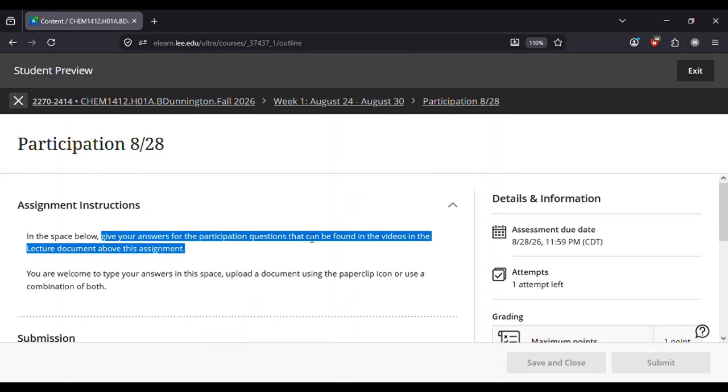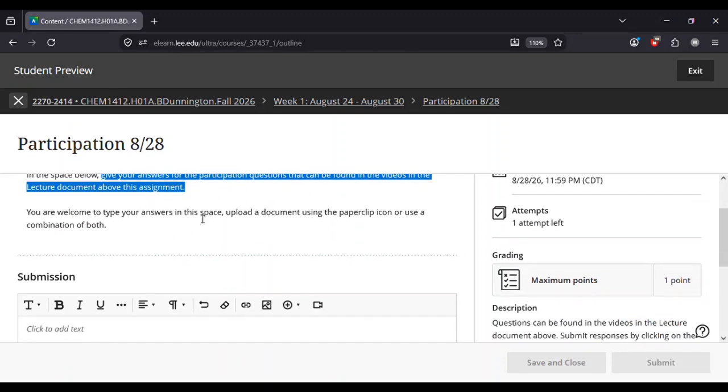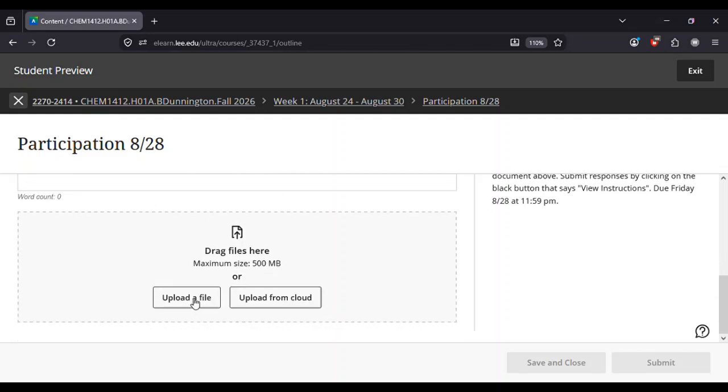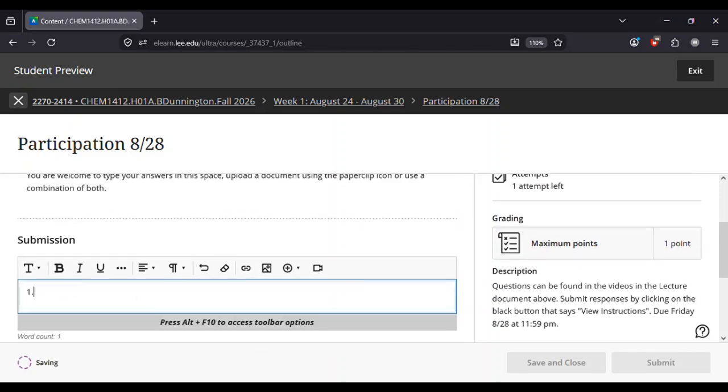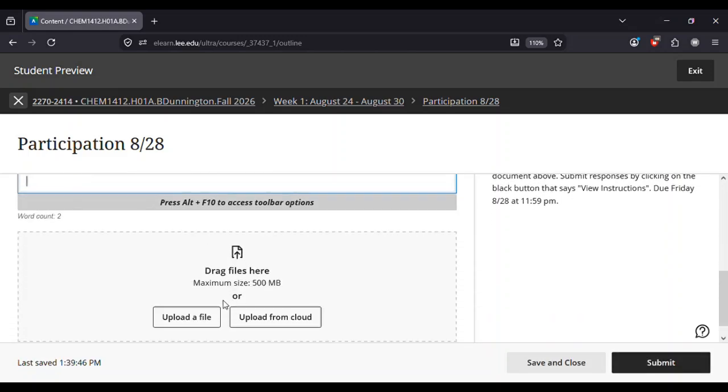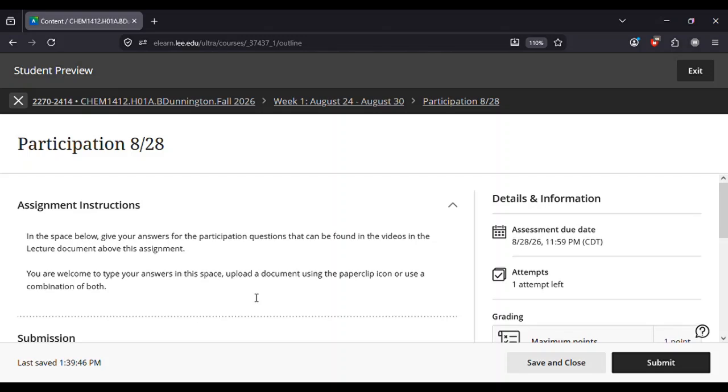The instructions say to give your answer to the question found in the videos in the lecture document above this assignment. You can type your answer in the space, upload a document using the paperclip icon, or a combination of both. If you want to handwrite and then upload a file, that's totally fine. If you want to instead just type out your answers like 1A, yes, B, whatever, you can do that. It's pretty common to write a different document and upload it. That's a popular choice. Then you submit whatever you've got, and again, it's due Friday night at midnight.